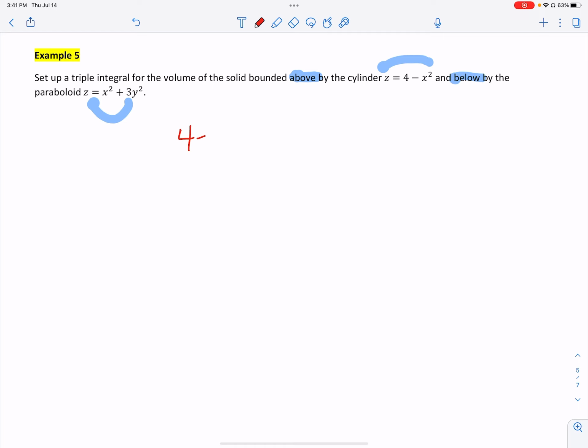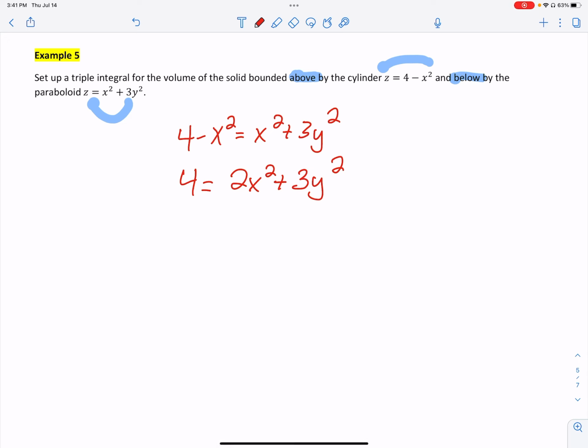They're both equal to z, so we can set them equal to each other. All right. I'm going to solve to figure out what the shape is, because this is going to tell me what in that plane where they intersect, what that looks like. So I get 4 equals 2x squared plus 3y squared. If I divide everything by 4, I get x squared over 2 plus y squared over, this is going to be 3 over 4. This is actually a trick here. You can do 4 over 3.